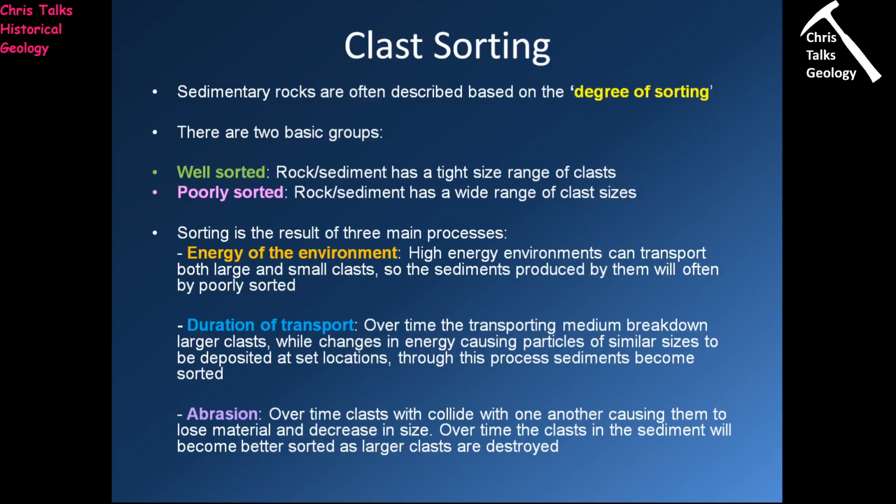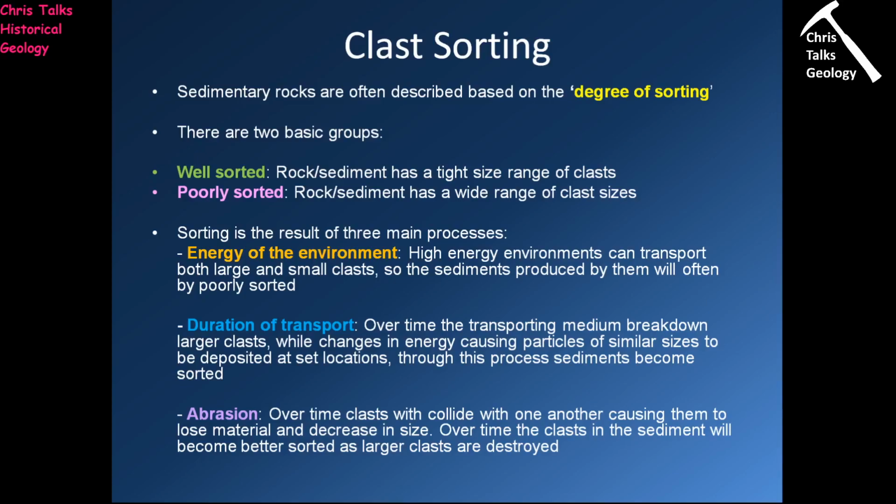So the degree of sorting is a mixture of the energy of the environment. Obviously, the higher the energy of the environment, the quicker and more forcefully the clasts will bang into each other. If you think of a very fast-flowing mountain river, the clasts in that riverbed are bouncing around all over the place, hitting each other, and as they hit each other, they start knocking pieces off each other. Big clasts will very quickly start knocking chunks off each other, and will steadily get smaller and smaller.